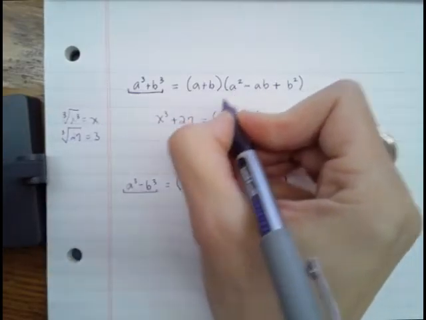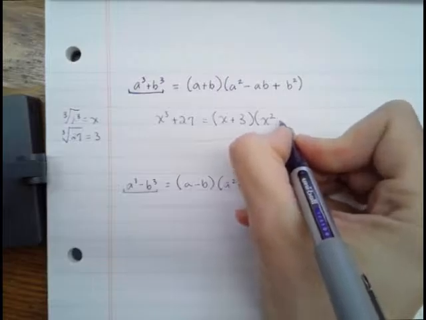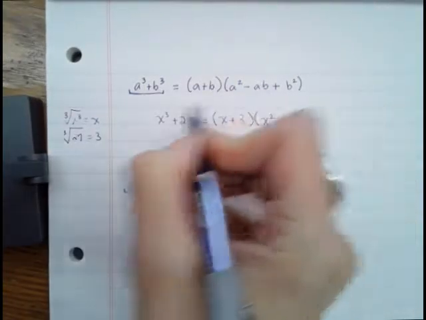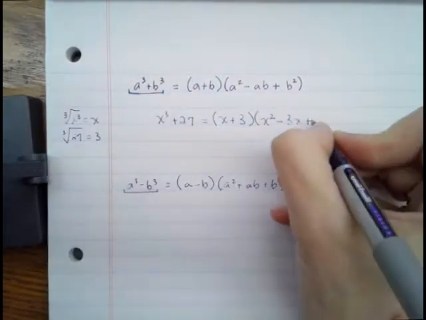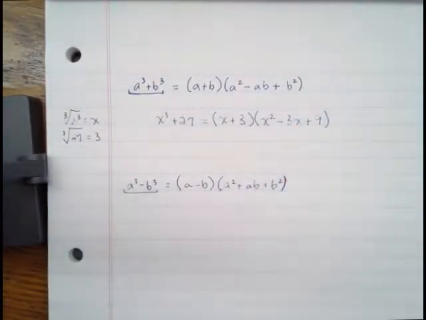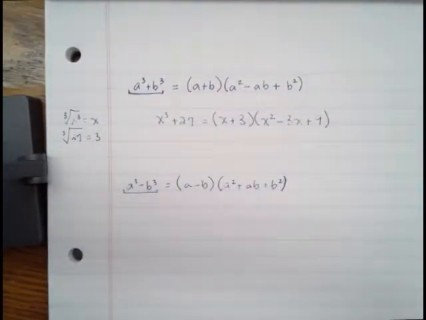And then I have x squared, and I'm going to subtract the product of 3x, and then I'm going to add 9. Okay? Because if I look at my formula, this is what works. Now, how can I check that?